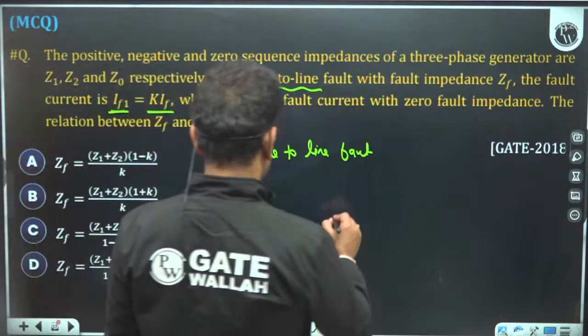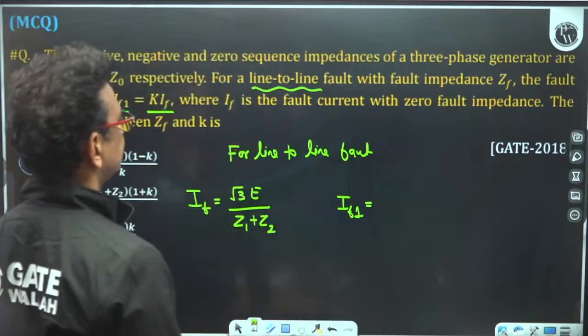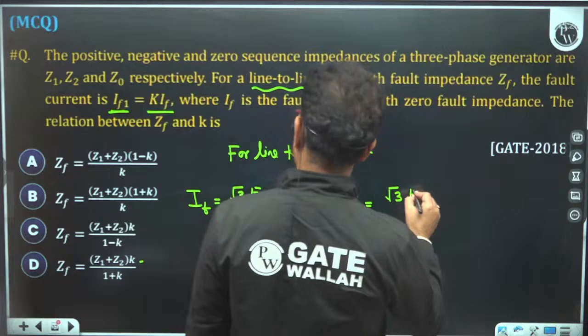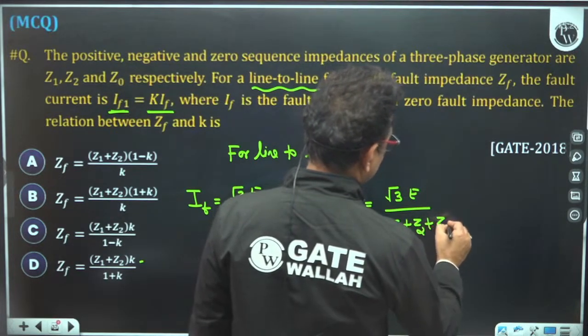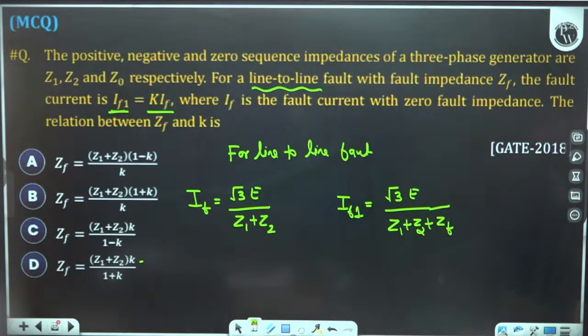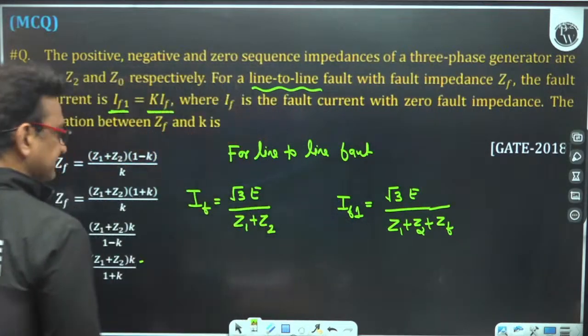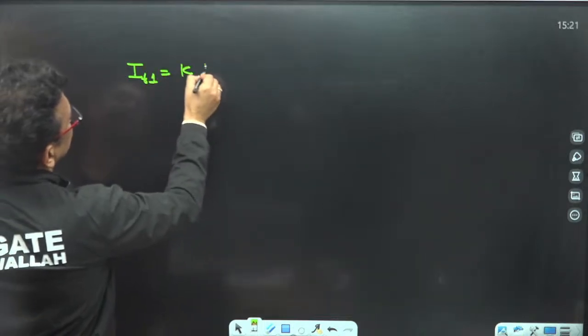But when we also take the fault impedance into account, it becomes root 3 E divided by Z1 plus Z2 plus ZF. We will take only ZF. In a line-to-line fault, we always take only ZF. If the ground is involved, you will always take 3ZF. Now, it is given that IF1 is K times IF.